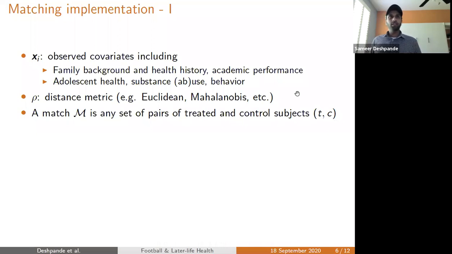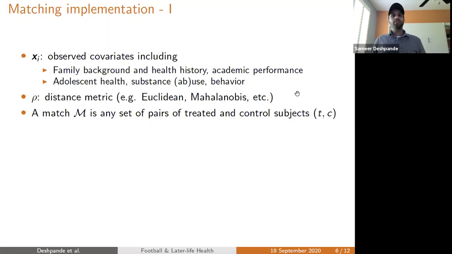So the next couple of slides are going to be fairly technical, but I want you to keep in mind that the main thing we're trying to do is find, for each football player, a control who's similar. And so what we're going to start with is we're going to let Xi be a vector of observed covariates. These are going to be things like family background and health history, maybe academic performance, adolescent health, substance abuse, patterns, behavior.